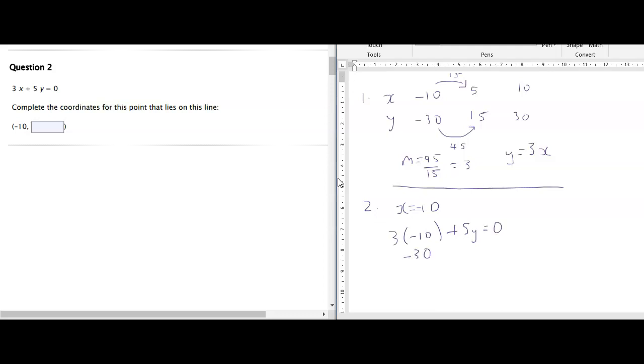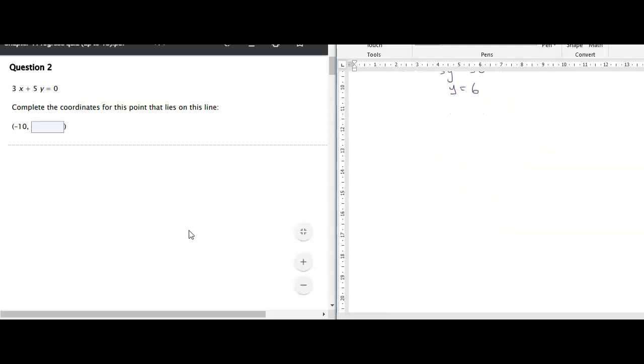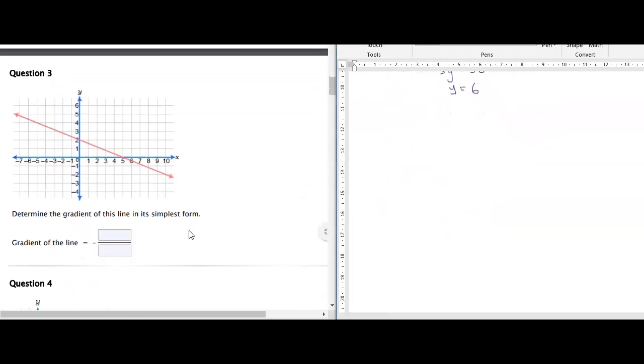3 times negative 10 is negative 30 plus 5y equals 0. Let's bring the 30 over and then divide both sides by 5. So 30 divided by 5 gives you 6. So your answer for this one is 6. Okay, let's keep scrolling. Give me some space on this one.